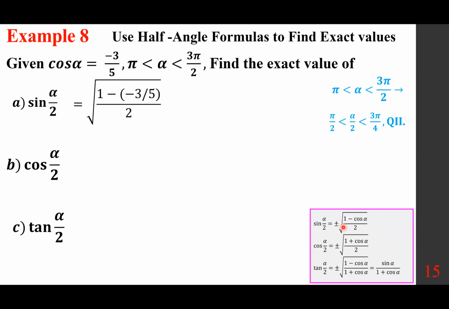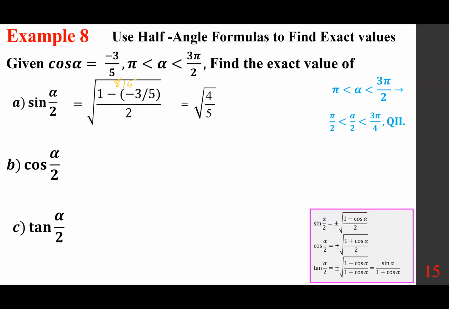Okay. Square root of 1 minus cosine alpha, 1 minus negative 3 over 5. So this makes it plus, and it makes this the numerator. I hope everybody's okay. That 1 plus 3 over 5, the numerator is 8 over 5, divided by 2 is 4 over 5 under the radical.